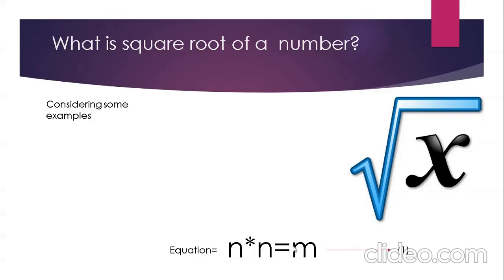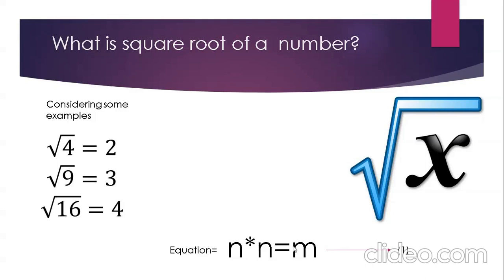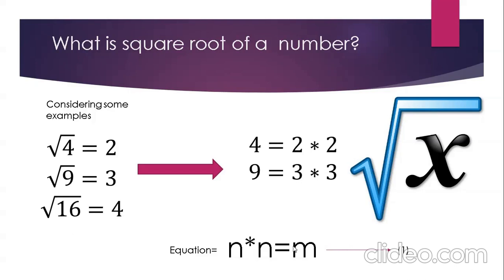Let us understand what the square root of a number is. The square root of 4 is equal to 2, right? And the square root of 9 is equal to 3. The square root of 16 is equal to 4, because 2 into 2 you get 4, 3 into 3 you get 9, and 4 into 4 you get 16. From these examples, we get a general equation which says n into n is equal to m. We're going to take this equation as 1.